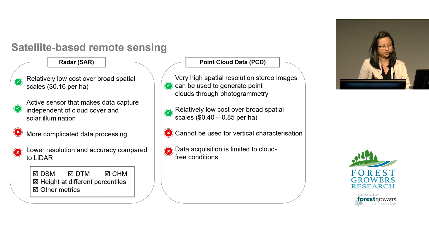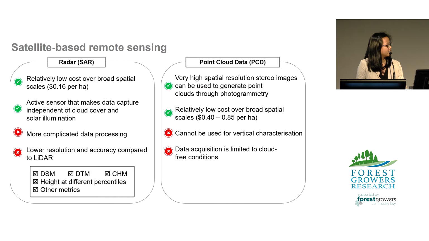The second one is point cloud data. This is derived using satellite stereo imagery, which has very high spatial resolution, and through photogrammetry, point clouds can be generated. This is still relatively low cost compared to LIDAR, which is, by the way, 3 to 5 New Zealand dollars per hectare.